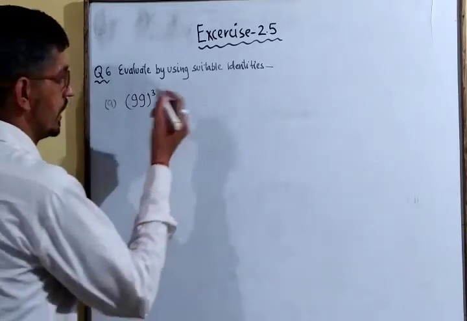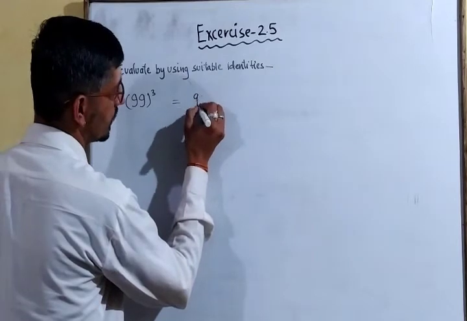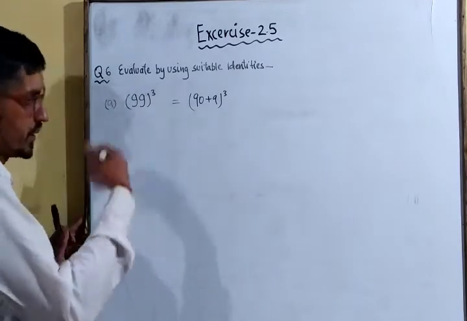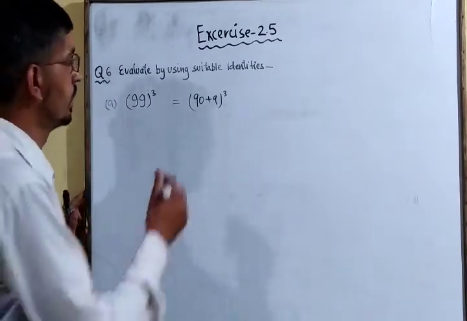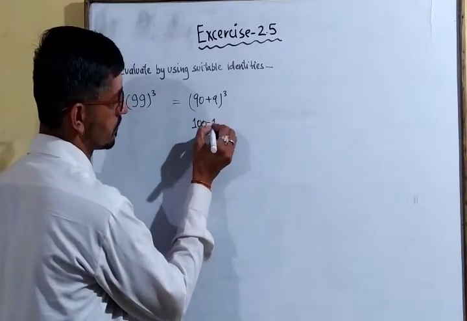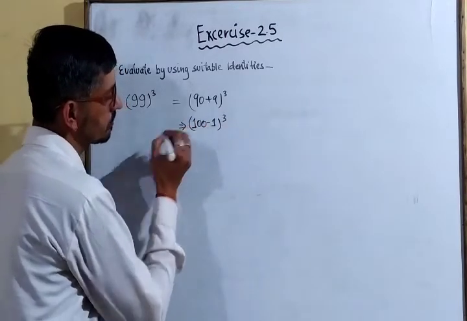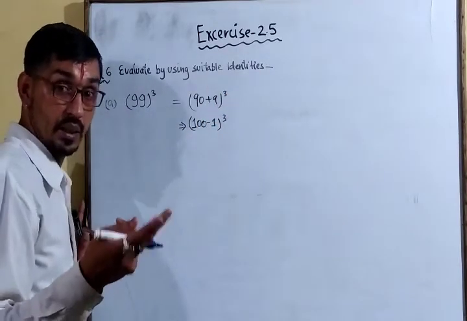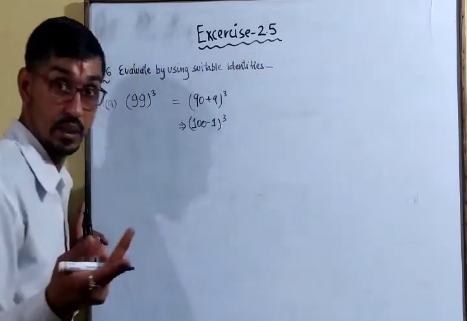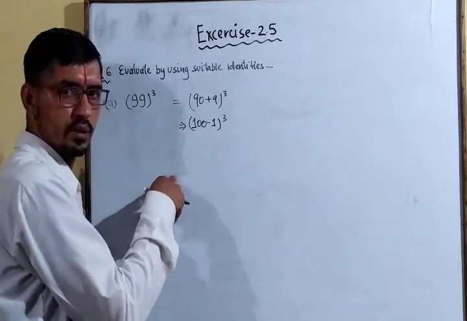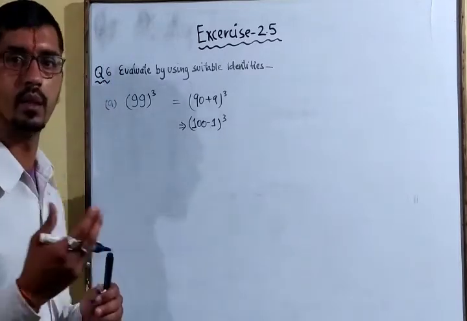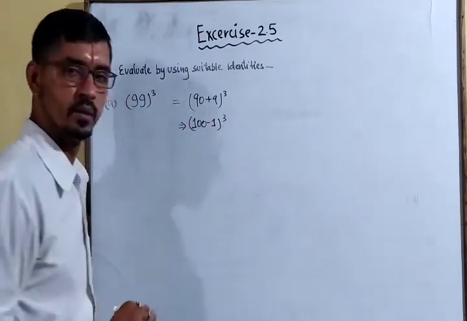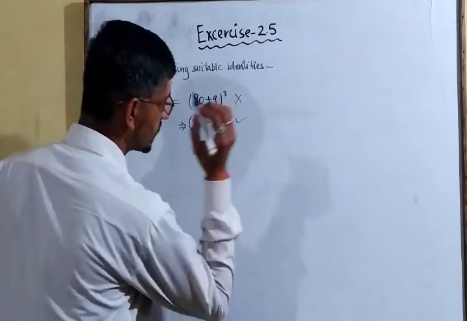Okay, now first if we are making it in the a plus b form, it will become 90 plus 9 to the power 3. Or if we convert in the form of a minus b, it will become 100 minus 1 to the power 3. Okay, to find the cube of 90, the cube of 9, is a difficult task. So it's better to use 100, because it has the 0 term, we will face no difficulty using this one. So neglect this, we will use this.